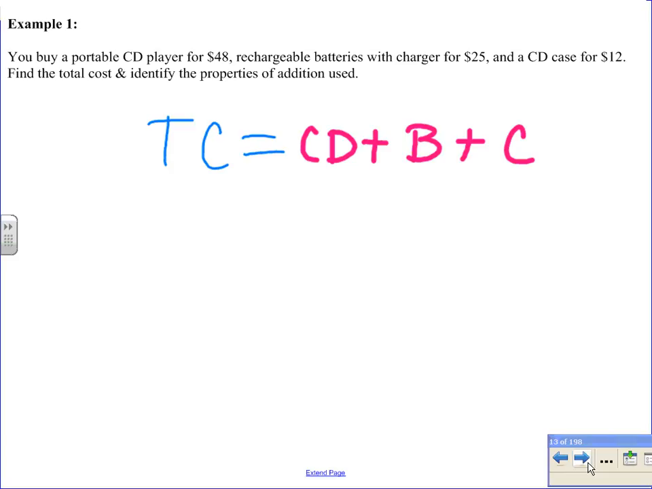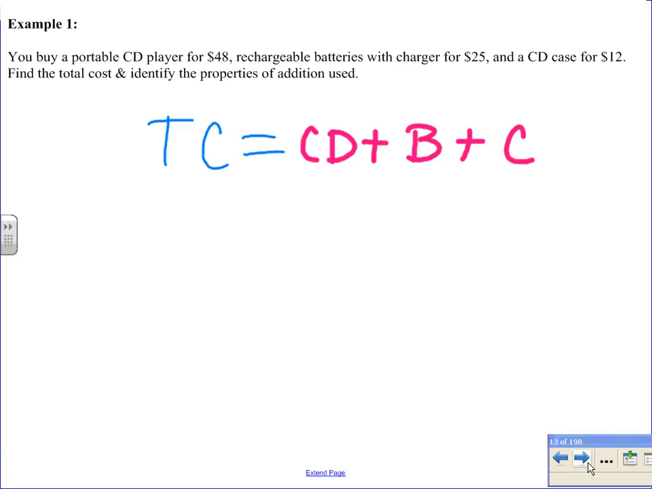Let's look at example 1 at the top. Okay, so it says here, you buy a portable CD player for $48. This is an outdated problem. Rechargeable batteries with a charger for $25 and a CD case for $12. Find the total cost and identify the properties of addition used. So, first of all, there's 3 items we bought, right? So I want you guys to put total cost, and then we have CD player plus batteries plus a case.